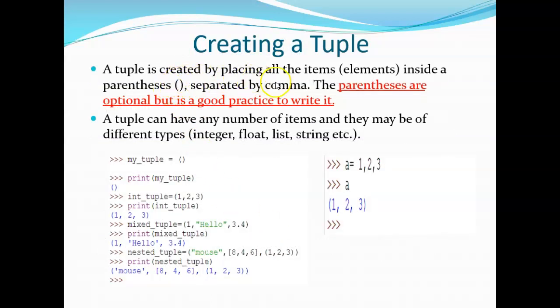A tuple is created by placing all the elements inside a parenthesis separated by commas. The parentheses are optional, but it is good practice to write them. Of course, you can write it without them, but you should mention them for your understanding. Obviously, a tuple also supports heterogeneous data types.